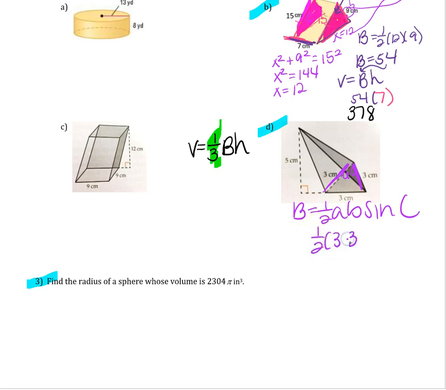1/2 times 3 times 3 times the sine of 60. Okay, whatever that is, I'm going to plug in here. And the actual height of our pyramid is there, which is the distance between the apex of the pyramid and the parallel base. And that's the perpendicular distance because this appears to be oblique. Okay, so 5 is going to end up going in for H.